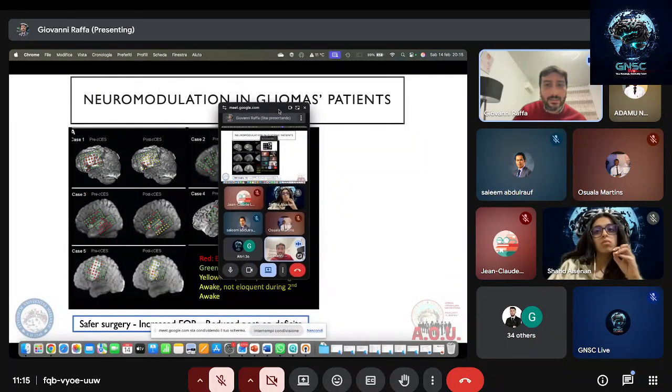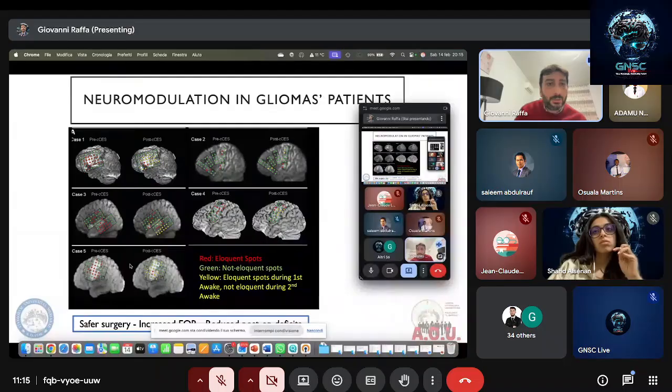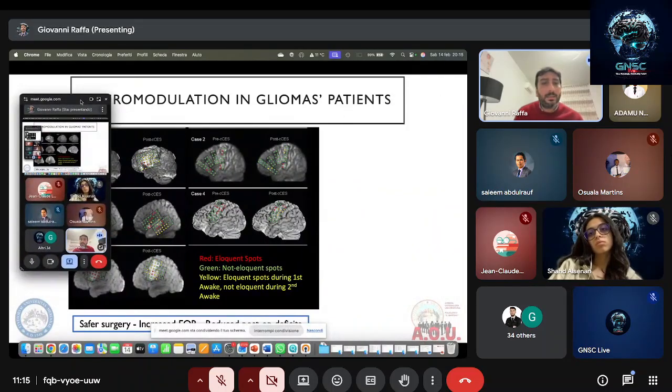You can easily see this in this picture. In this case there are some red spots that were eloquent and were not resected. After stimulation, they became yellow, and they were then resected without the occurrence of postoperative language deficits, and so on, also in the other cases. So this paper highlighted the possibility to use neuromodulation with a subdural grid to improve the efficacy and safety of our surgery.